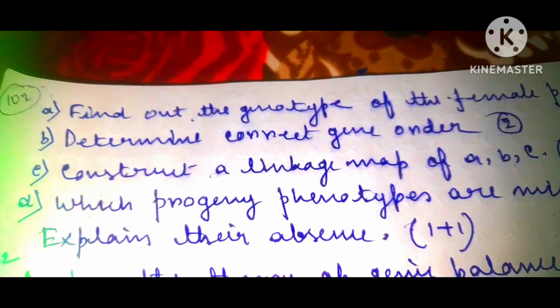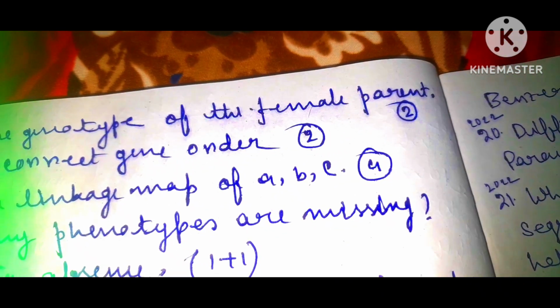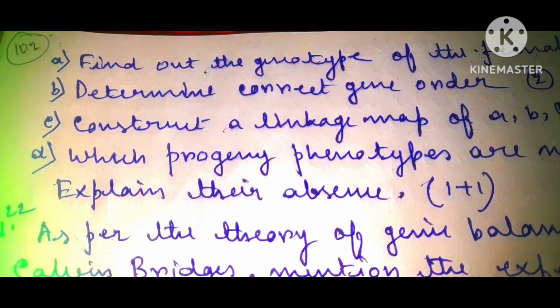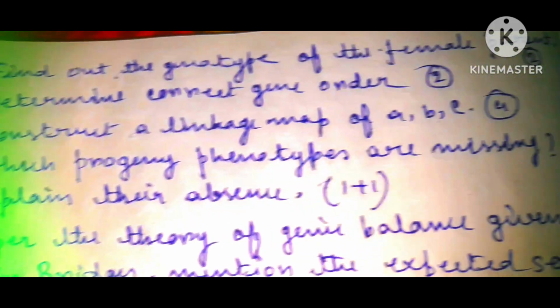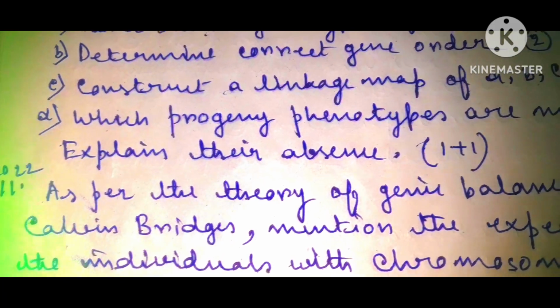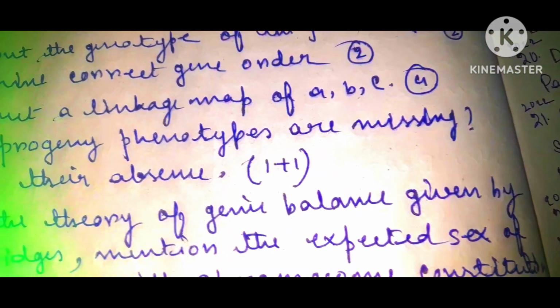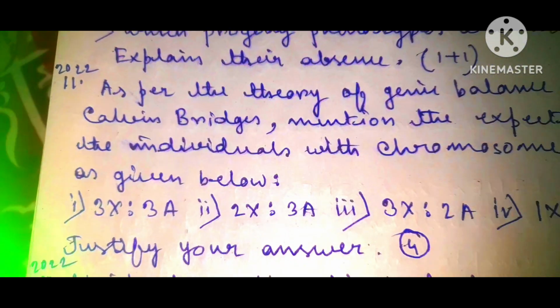Now, number 1, find out the genotype of the female parent carrying 2 marks. Determine correct gene order carrying 2 marks. Construct a linkage map of ABC carrying 4 marks. Which progeny phenotypes are missing? Explain their absence carrying 1 plus 1 marks.